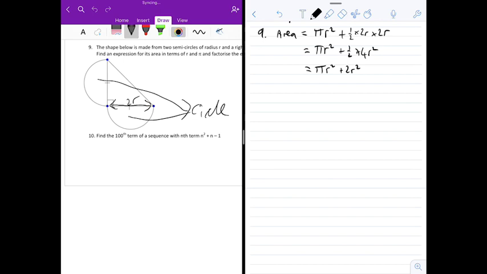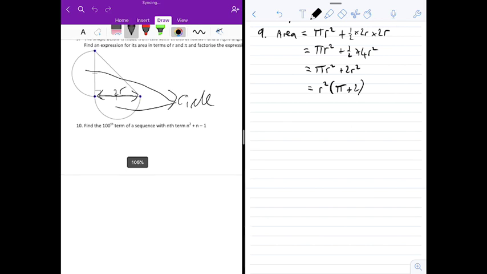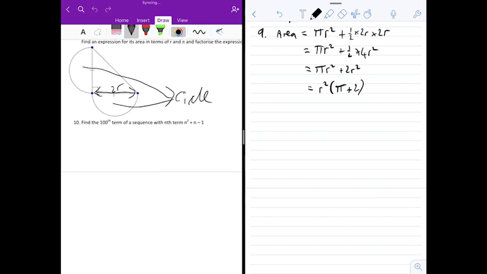The question does ask us to factorise this expression as far as possible, so in other words looking for factors that are in common between our 2 terms. The only thing I can see is r squared. So I write that in front. What do I multiply r squared by that gives me pi r squared? What do I multiply r squared by that gives me 2r squared? And we're done. There are no units in the question, so we don't need to worry.